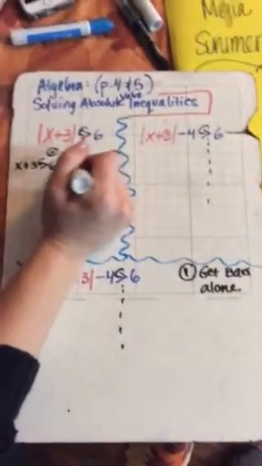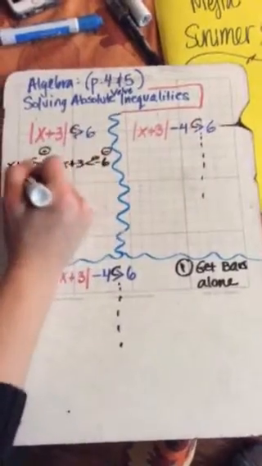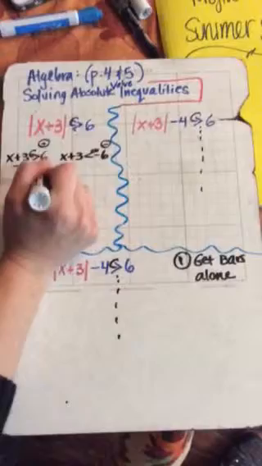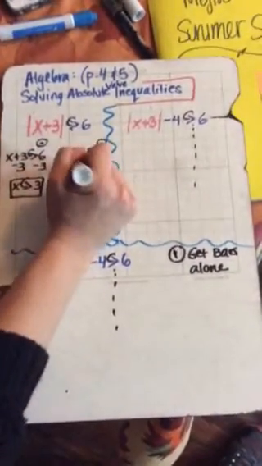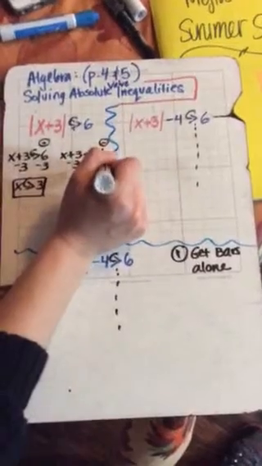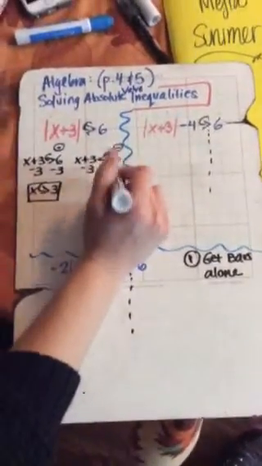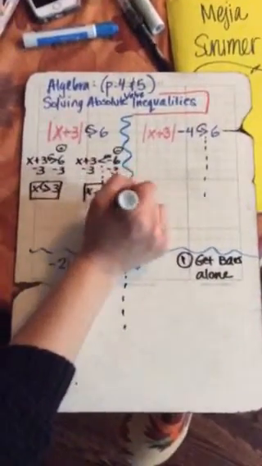Now I have two inequalities. So I'm going to solve each one. So I subtract 3. X could be anything greater than 3. And then I'm going to solve this one, -3. Here I have bills and bills. Be careful right here. A lot of people keep making mistakes. And that's going to be -9. X is less than -9.